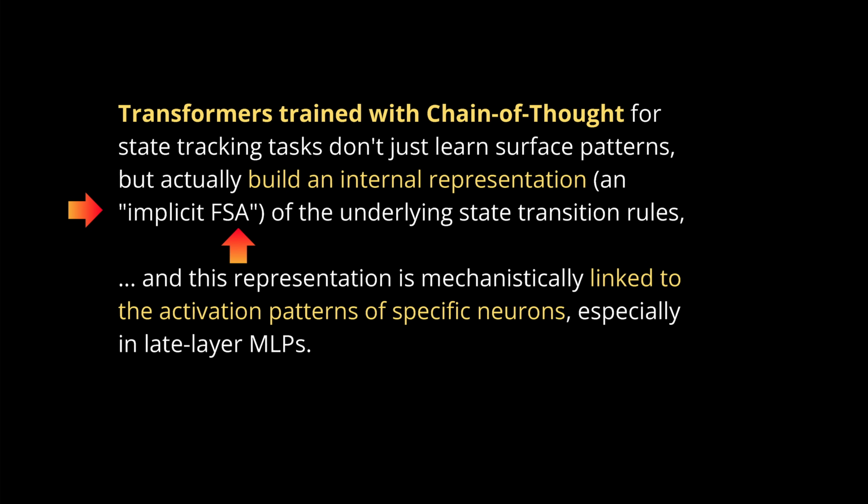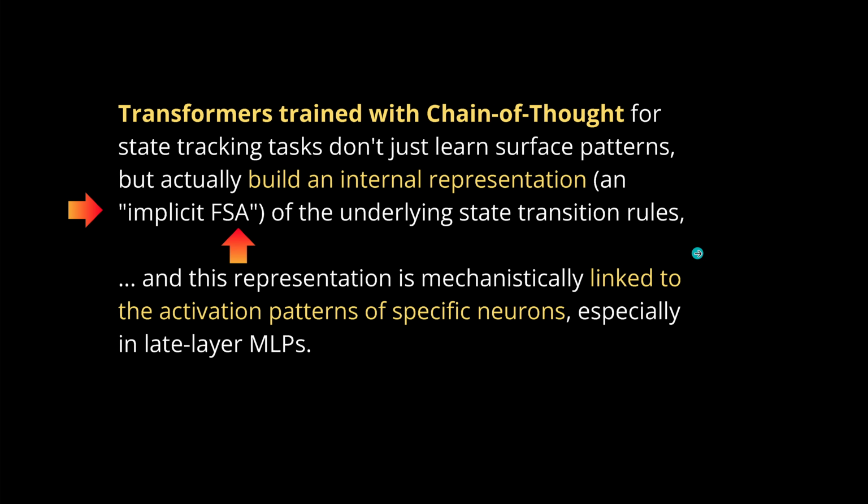And we find out that this is an implicit FSA, our finite state automata. And this is built from the underlying state transition rules. And this representation is now mechanistically linked to the activation patterns of the neurons in the neural network, specifically in the late layer multi-layer perceptron neurons.